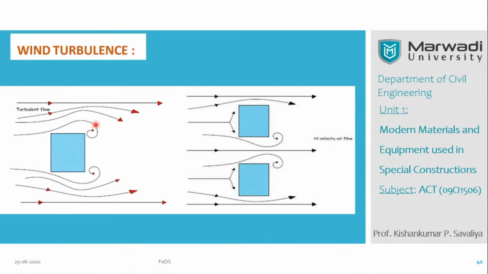So here this is also a wind turbulence. If you have a structure like a square or rectangle, the turbulence flow will occur like that. Similarly, here you can see different kinds of wind turbulence.